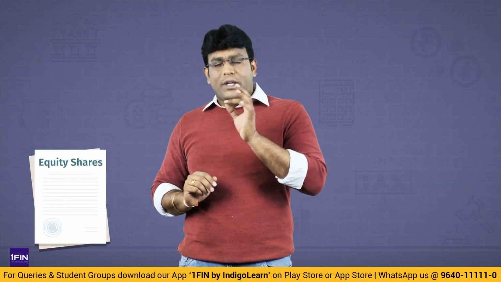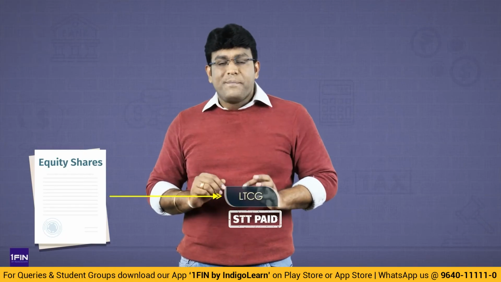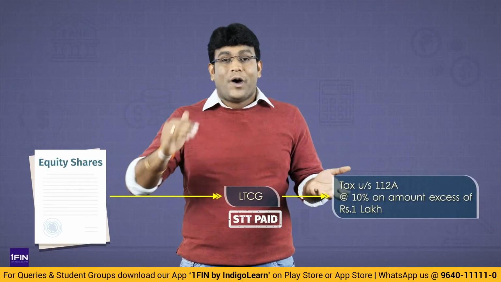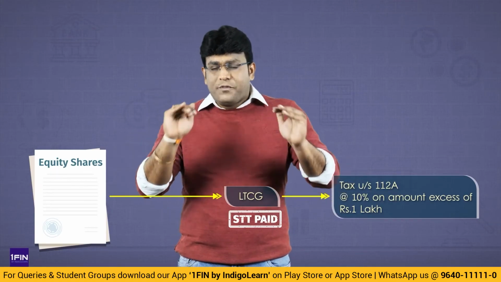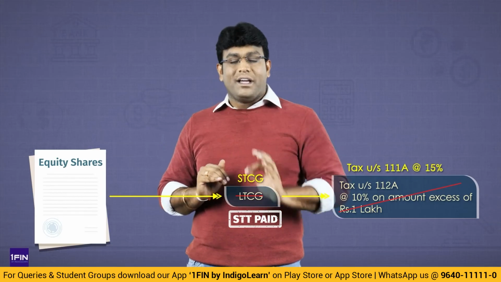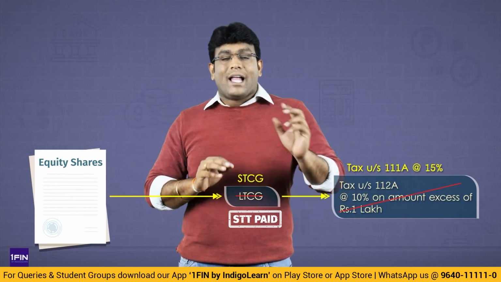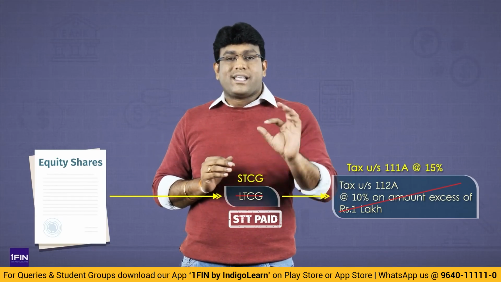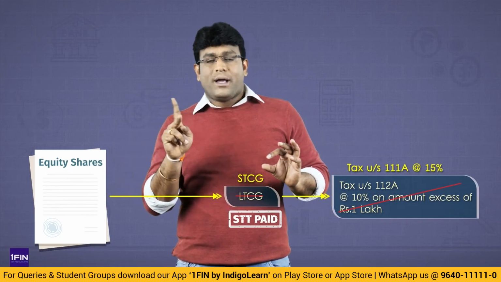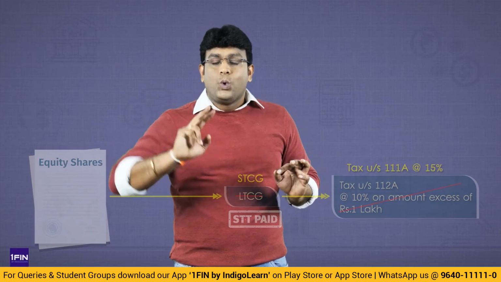Next, if there is a capital gain on sale of equity shares, STT is paid and it is long term, then what is the tax rate? 10% on amount exceeding 1 lakh. What if it is short term? Then the tax rate is straight 15% and there is no concept of 1 lakh. And the 15% concept is given by section 111A, long term 112A. Long term general rate, section 112.